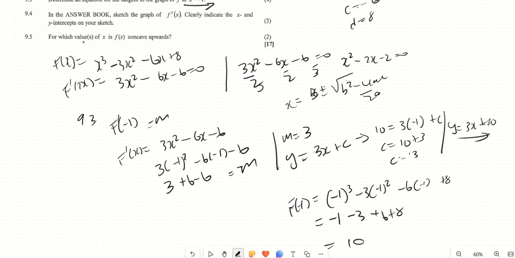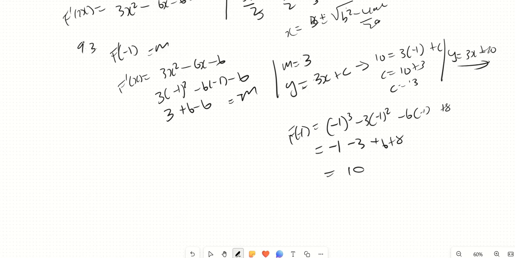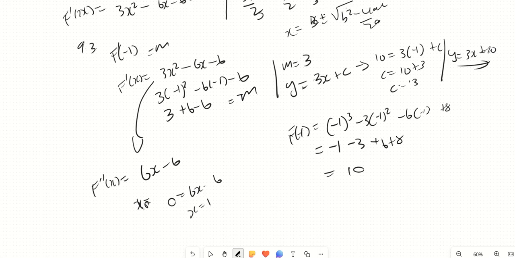Then now say sketch the graph of the second derivative. So we derive this for the second time. We want to have f double prime of x, it equals 6x minus 6. So this is the equation to find the x-intercept and y-intercept. So for the x-intercept we let y be 0. So 0 equals 6x minus 6. So x equals 1. And the y-intercept is negative 6.